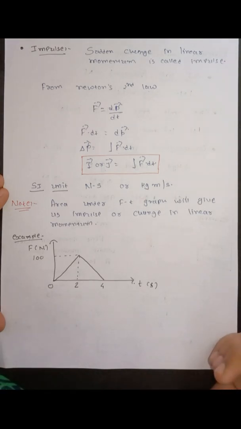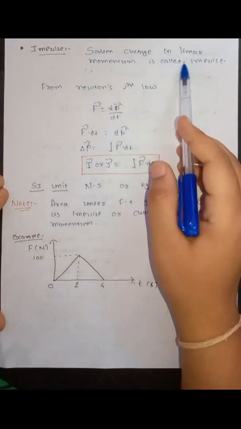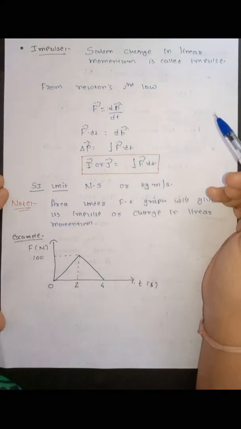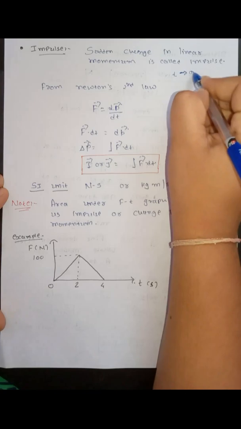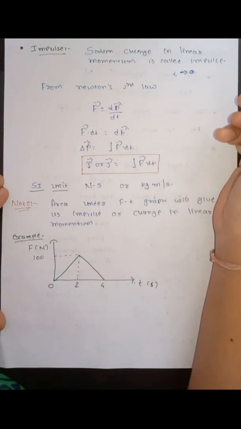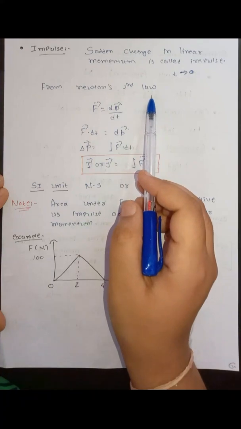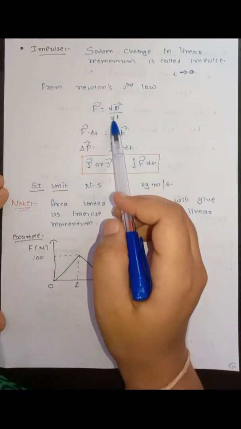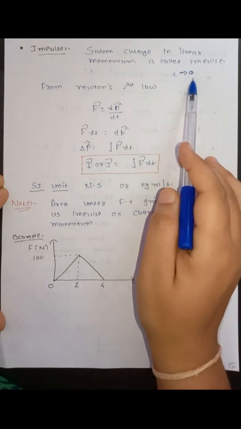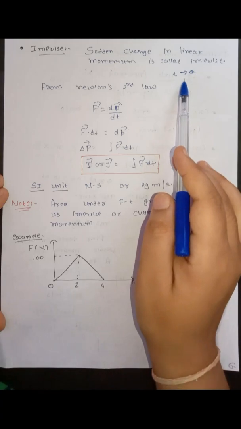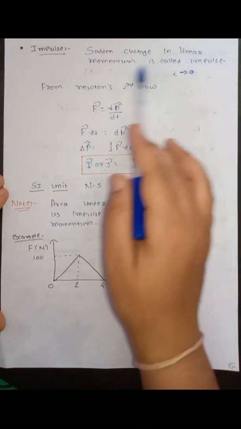From Newton's second law, we can define another quantity called impulse. Impulse is defined as the sudden change in linear momentum when force is applied for a small amount of time, that means time tends to 0, it is very small, but the effect of force is very large. Then we say that impulse is acted. Now from Newton's second law, the mathematical formulation is F is equal to dp by dt. So F into dt is equal to dp, because due to the impulsive force, due to the sudden force, the momentum of the object is changed. So basically impulse is defined as change in linear momentum.